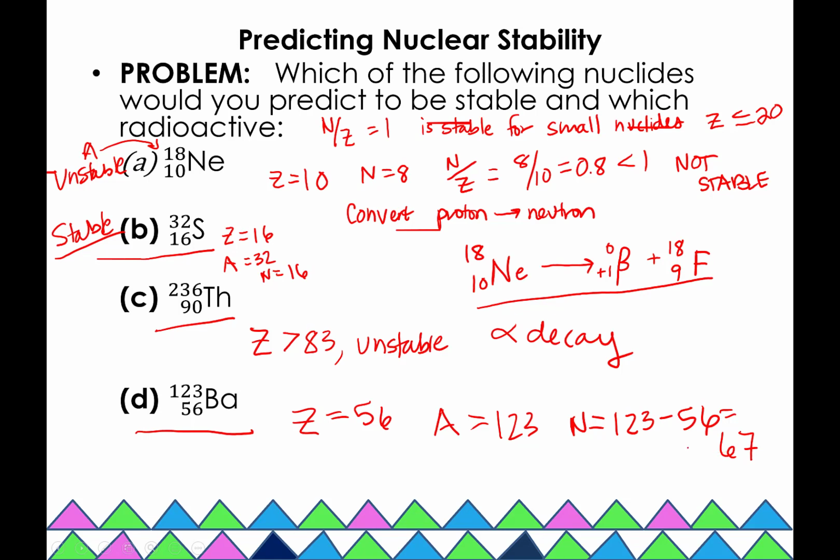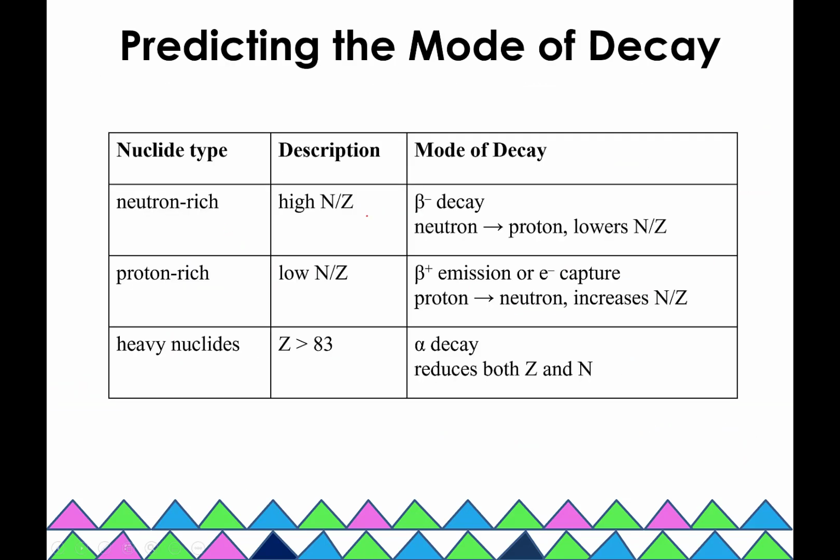This does have more neutrons than protons, but does it have enough neutrons? And the answer is probably not, because barium on the periodic table has an average mass of 137. So it's likely that barium-123 does not have enough neutrons. So again, most likely this one will be unstable. Neutron rich, high N over Z ratio, that's going to be beta minus decay. Proton rich, low N over Z ratio, that's going to be positron emission or electron capture. And for heavy nuclides, number of protons greater than 83, that's going to be alpha decay.